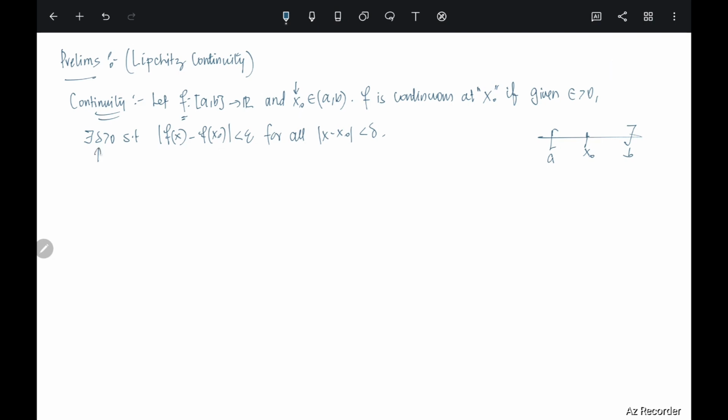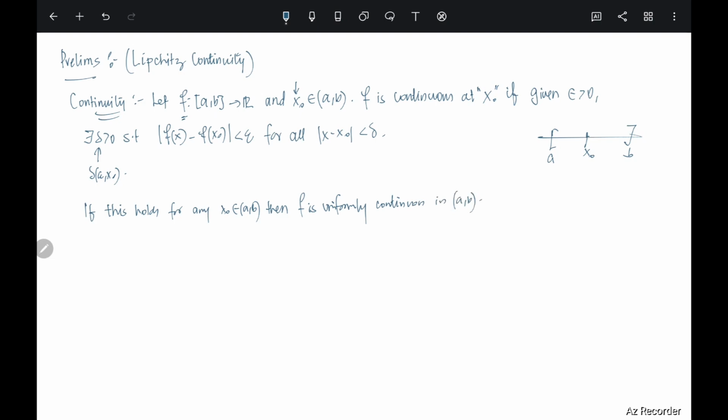So please remember this delta depends on epsilon and of course the point x0. Also, if this delta is independent of x0, so if this holds for any x0 in [a,b], then f is uniformly continuous. So basically it does not depend on x0. Uniformly continuous in [a,b]. This is what we know from our real analysis.